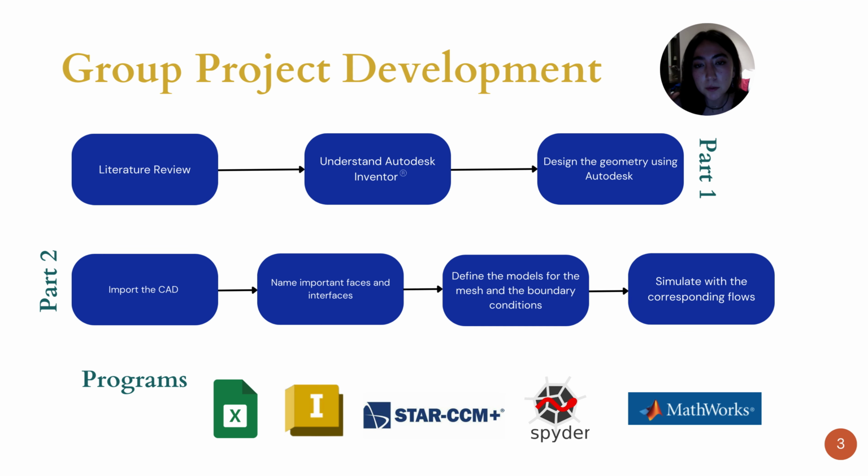The first part of the project consisted of understanding the theory and the computer-aided design software. A geometry had to be made so that it could be imported to the CFD. Next, important faces and interfaces of the geometry were named, the model was defined, and so were the boundary conditions. Finally, the pump was simulated with different flows. The programs employed for this project were Excel, Inventor, Star CCM+, Spider, and MATLAB.